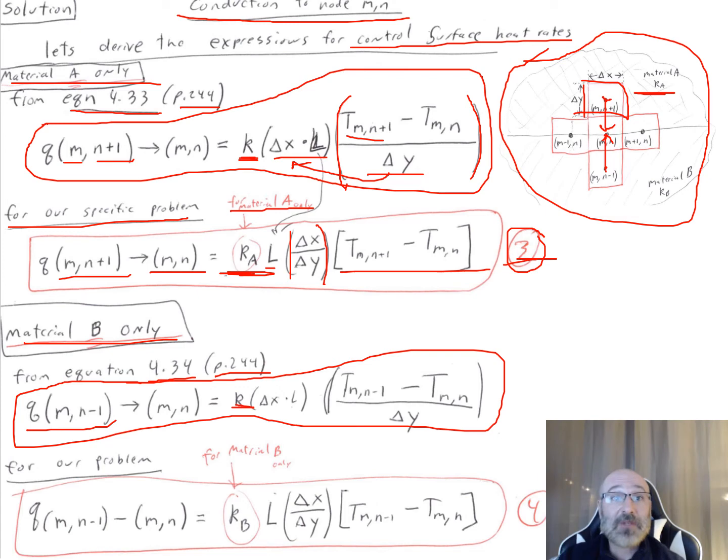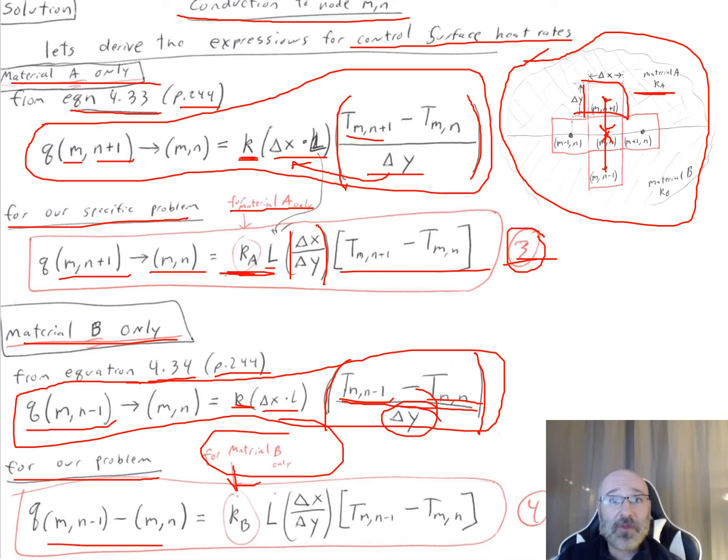Now this is going to be times our delta X times L, times our temperature difference between that node, temperature of M comma N minus 1, minus our temperature of the center node, temperature of M comma N. And this is all going to be divided by our delta Y. Plug this in for our specific problem, and this is for material B only. So now our thermal conductivity K value is a K sub B. Everything else remains pretty much the same, other than the fact that we see this delta Y.